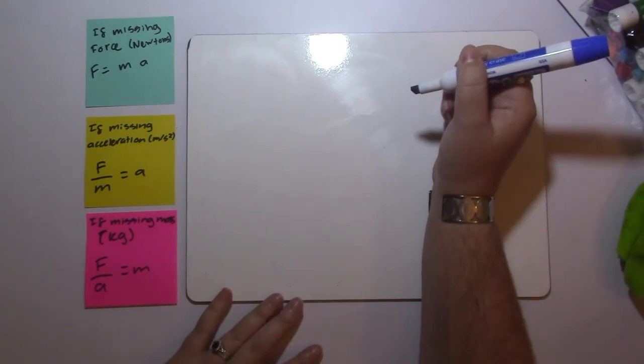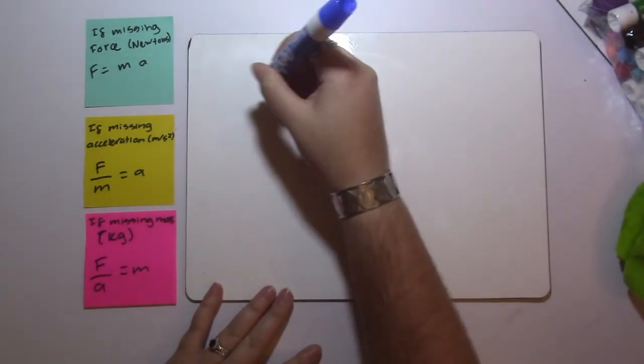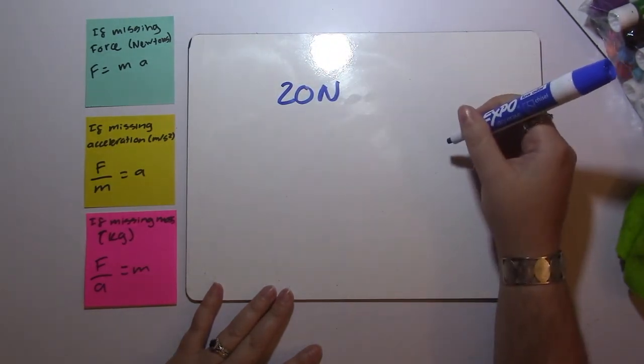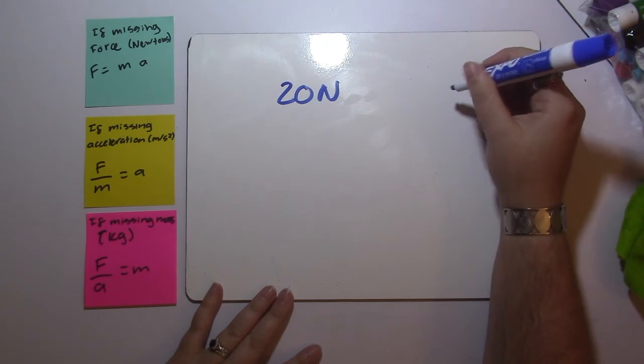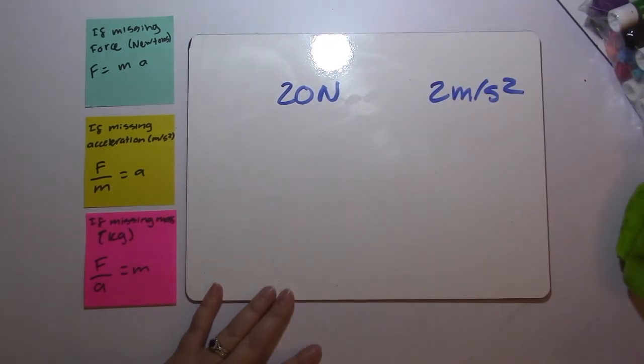I'm trying to find the mass of an object that has 20 newtons of force being applied to it, and it's accelerating at 2 meters per second squared. Go ahead and pause the video, figure out which equation you're going to use, and then press play when you're ready to see how it's solved.